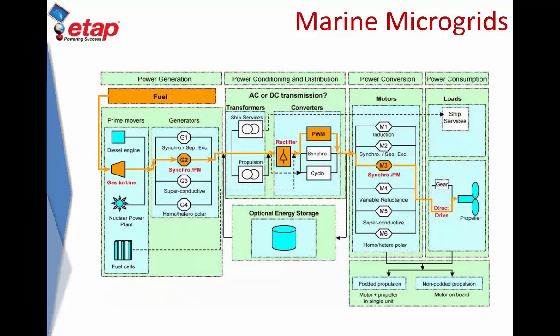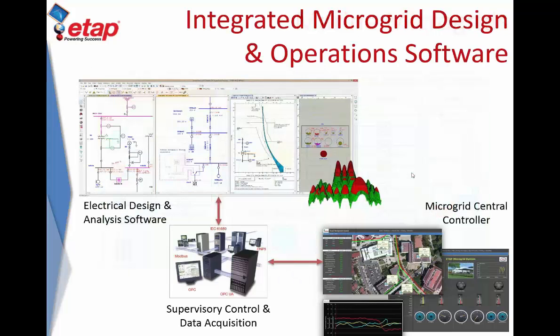Another example of a microgrid could be a marine microgrid system where you essentially have a ship system with its own power source. The fuel could be diesel, gas, nuclear, as for example in a submarine, with power conditioning to convert from AC to DC or vice versa. And the power conversion, such as the variable speed drives that actually connect into the various loads and the propulsion system of the ship. So here's basically another example of a microgrid type of system.